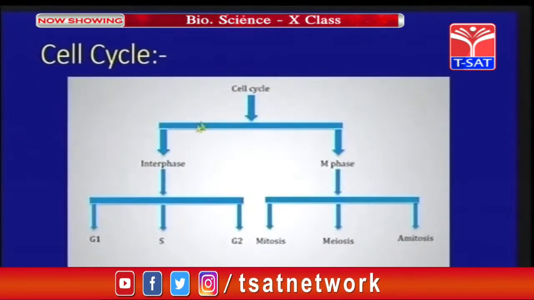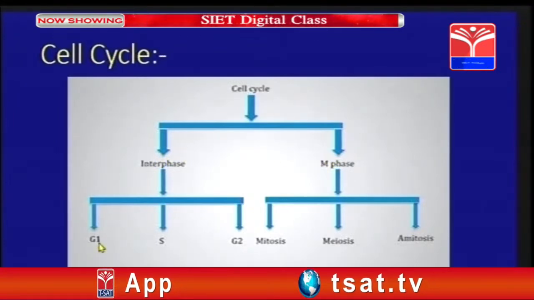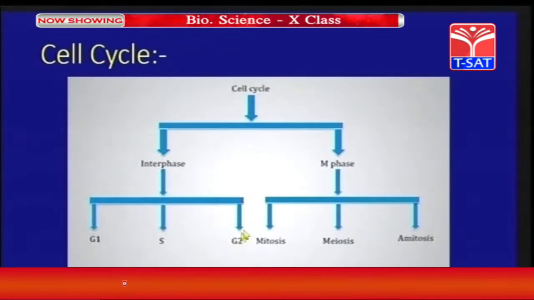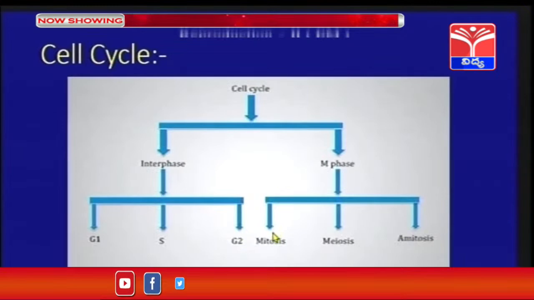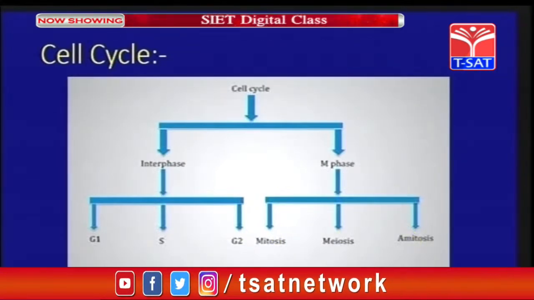Cell cycle. The cell cycle consists majorly of interphase and M phase. In interphase, three stages are present, that is the G1 phase, the S phase and the G2 phase. Coming to M phase, we have mitosis, meiosis and amitosis. Let us study all the stages in detail.